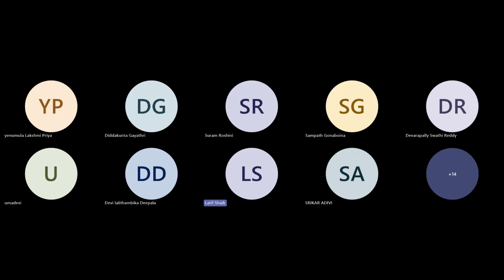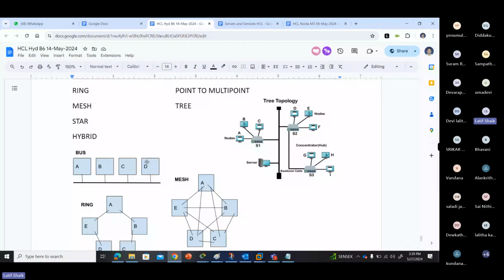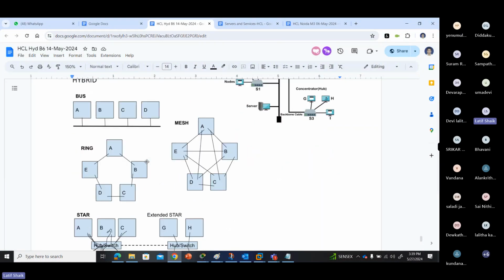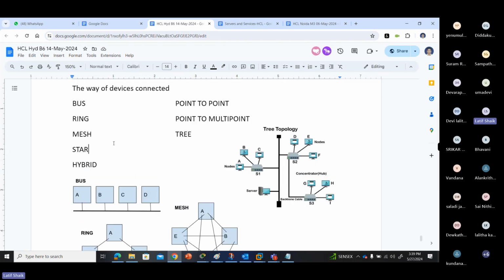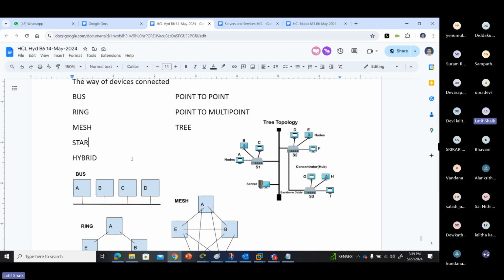Now, types of networks. You can connect the devices in whichever way you want, using any topology like bus topology, ring topology, or mesh topology. You connect the devices so that they can communicate between them.